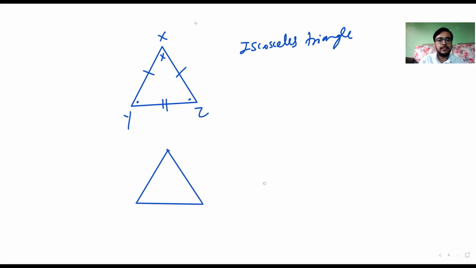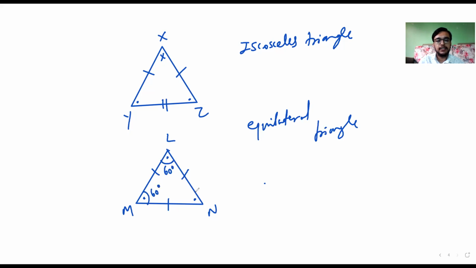All sides and all angles are different. In triangle LMN, side LM, side LN, and side MN, all sides are equal and all angles are equal. Therefore, it is called an equilateral triangle. In an equilateral triangle, all angles are 60 degrees, 60 degrees, 60 degrees.